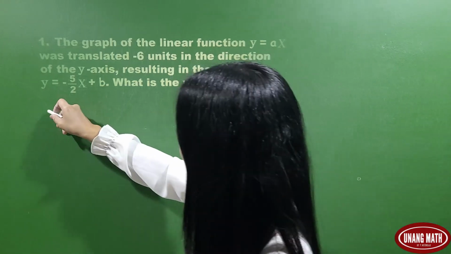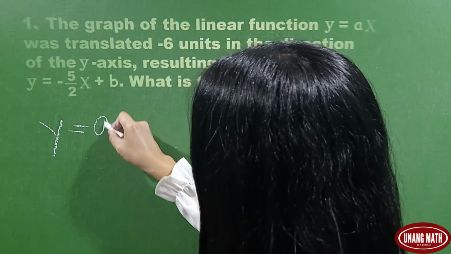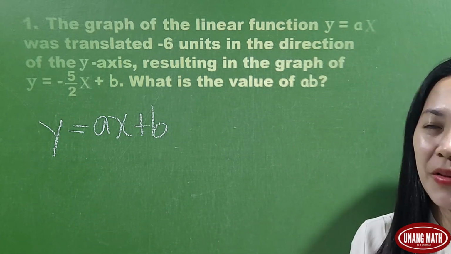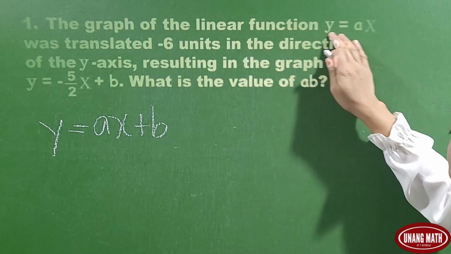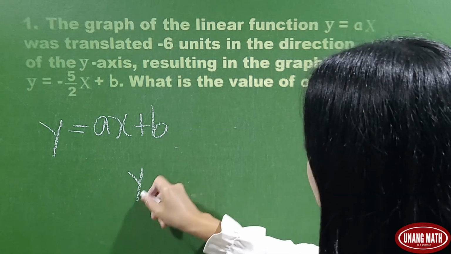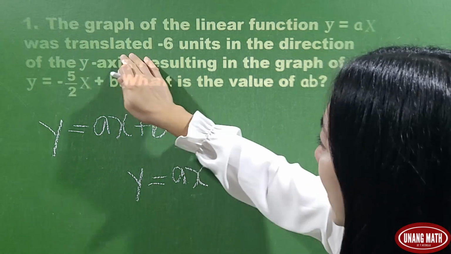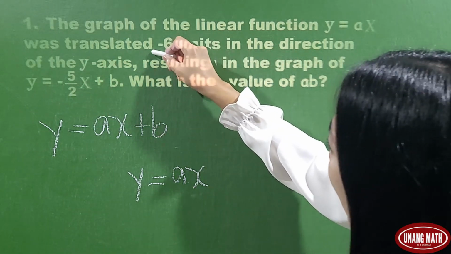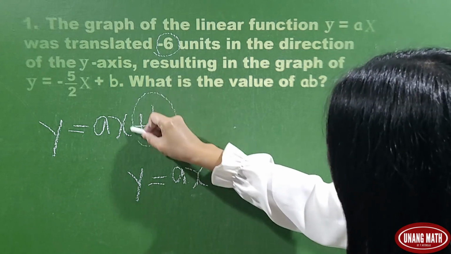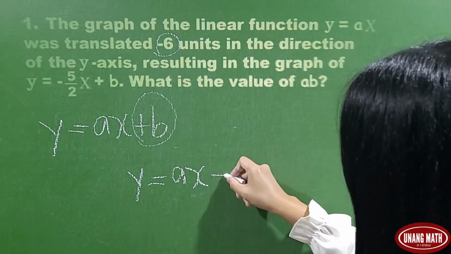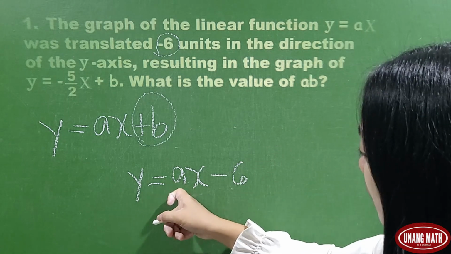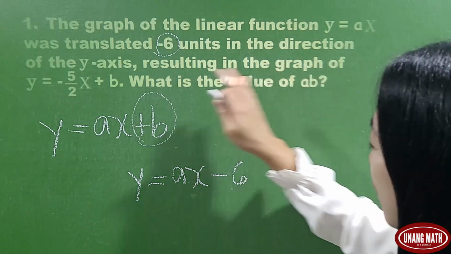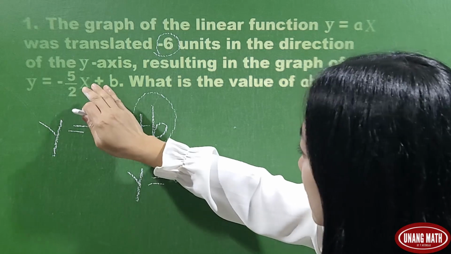In our previous episode, we said that y = ax + b is a linear function. According to this problem, y = ax was translated -6 units in the direction of the y-axis. So the -6 here is the value of b. We will write this as -6, so we have y = ax - 6, resulting in the graph of y = -5/2 x + b.